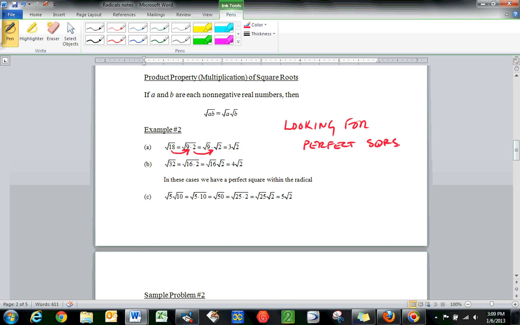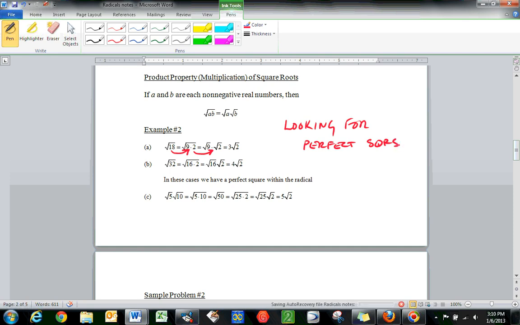So if we look at 18, we know that it has a number of different factors. You can break it up into 6 and 3, 18 and 1, and also 9 and 2. So we would be looking for the factors that include a perfect square, and that's why we would choose 9 and 2, so that we can break those apart.